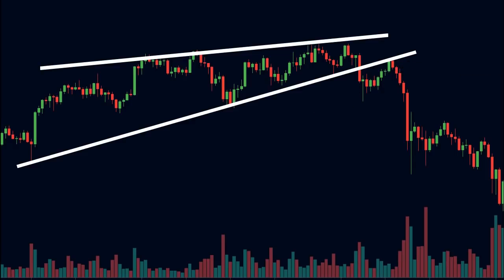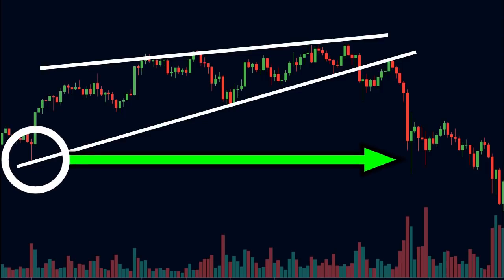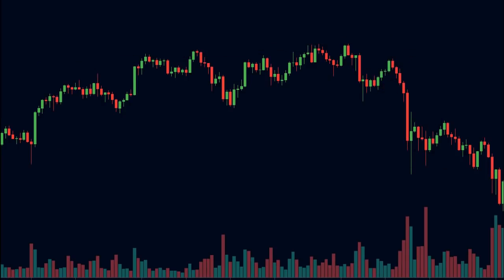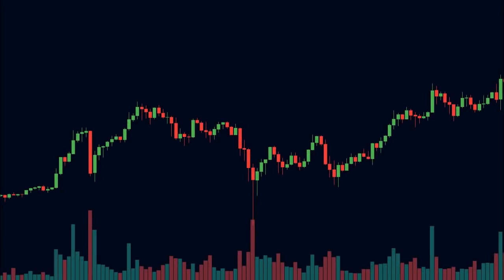For sell trades, we can place our targets at the lowest point of the pattern. As you can see, the price gave a sharp sell-off after our entry. This was a rising wedge pattern. Now let's look at a falling wedge pattern.